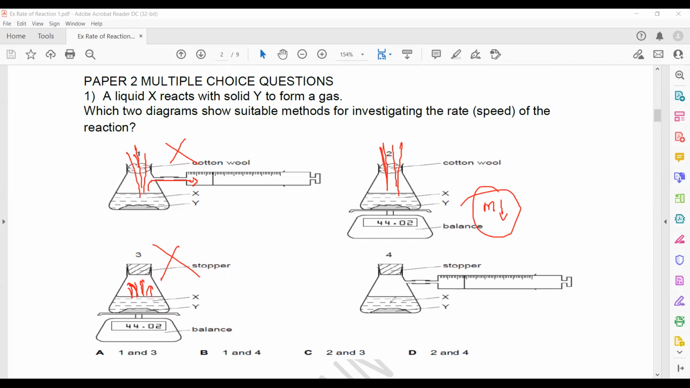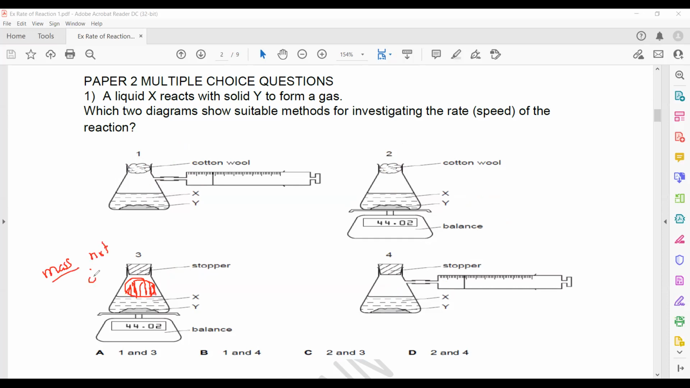And at four, what happened? When a reaction occurs, a gas is given off, so we measure the volume of the gas. We can measure the volume of the gas with respect to time, and that will give us the rate. Why not three? Because in three, a reaction occurs and a gas is given off, but because there is a stopper, the gas is still in the flask. The gas is not able to escape the flask. If the gas does not escape, the mass of the contents in the flask will not change, so we cannot measure the rate of the reaction.